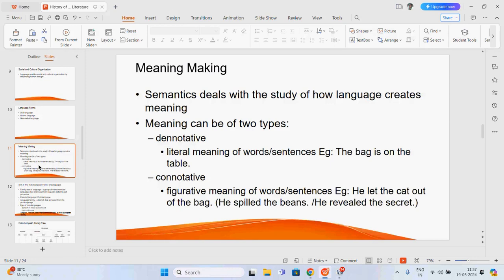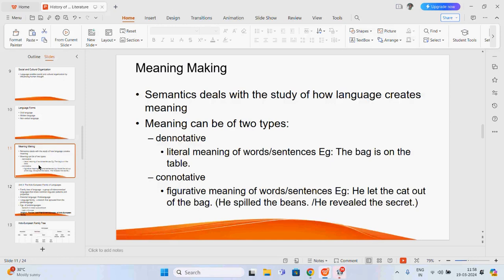One meaning is denotative. It is the exact meaning of the words or the sentence. That is the literal meaning. Suppose I say the pen is in my bag, or I say the bag is on the table. The meaning that is conveyed is one single meaning. It is the denotative meaning. It is the literal meaning. There is no further meaning that you can devise out of that sentence.